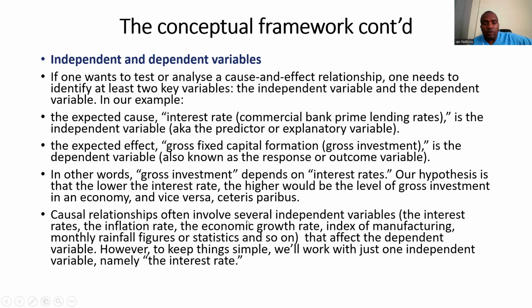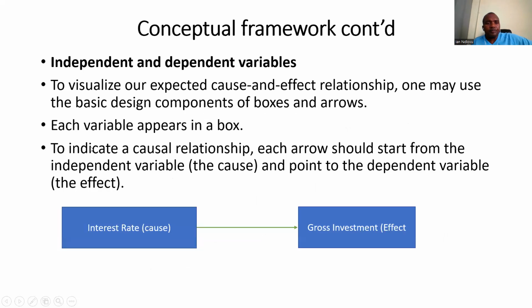So causal relationships often involve several independent variables, such as the interest rate, the inflation rate, the economic growth rate, the index of manufacturing, monthly rainfall figures or statistics, and so on, that affect the dependent variable, which is your gross investment. However, to keep things simple, we will assume only the interest rate as the independent variable. Now, to visualize our expected cause and effect relationship, one may use this combination of two boxes and one arrow, with the first box identifying the interest rate, which is the cause, of gross investment, which is the effect.